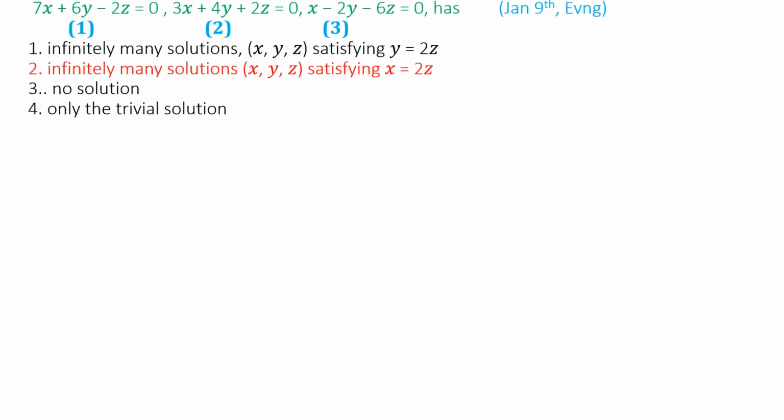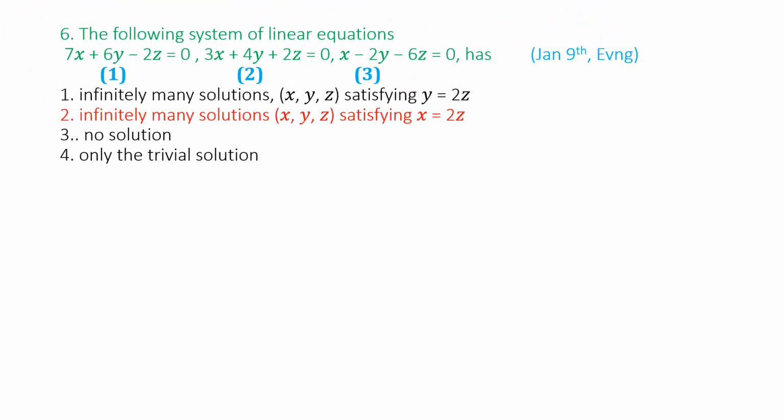Next we go to the sixth problem. The following system of linear equations: 7x plus 6y minus 2z equal to 0, 3x plus 4y plus 2z equal to 0, x minus 2y minus 6z equal to 0. Let them be equations 1, 2, 3. The given options are: first one is infinitely many solutions, x, y, z satisfying y equal to z. Second one is infinitely many solutions, x, y, z satisfying x equal to 2z. Third one is no solution, and fourth one is only the trivial solution, that means zero solution.